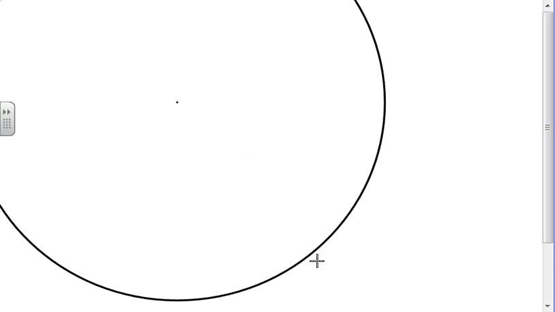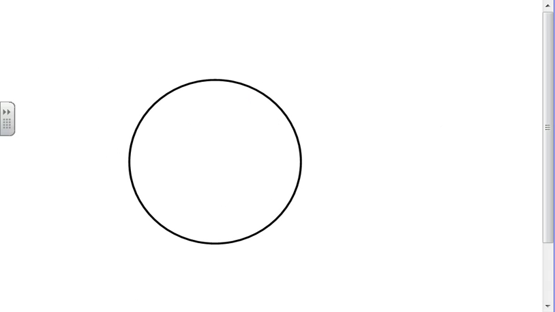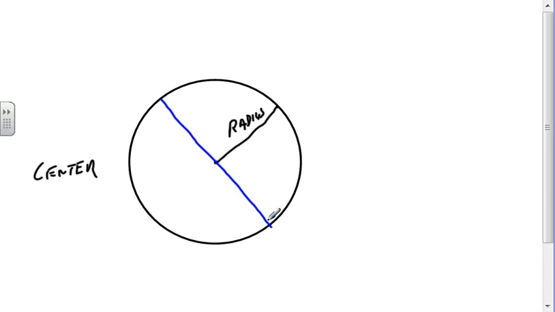Alright, so if I had a circle, let's see if I can find a circle. There we go. Now I can have a circle. The circle has a center. From the center out to the edge of the circle, I have a radius. Going through the center of the circle from one of the sides to the other side, I have a diameter.